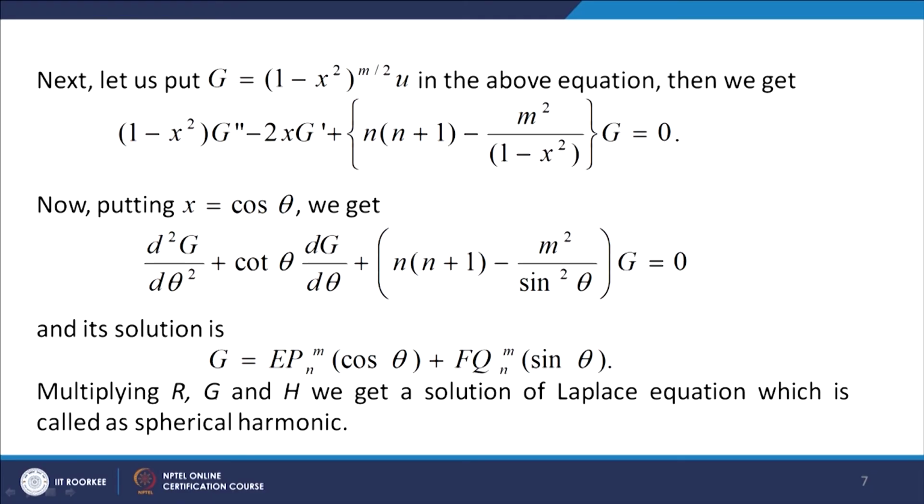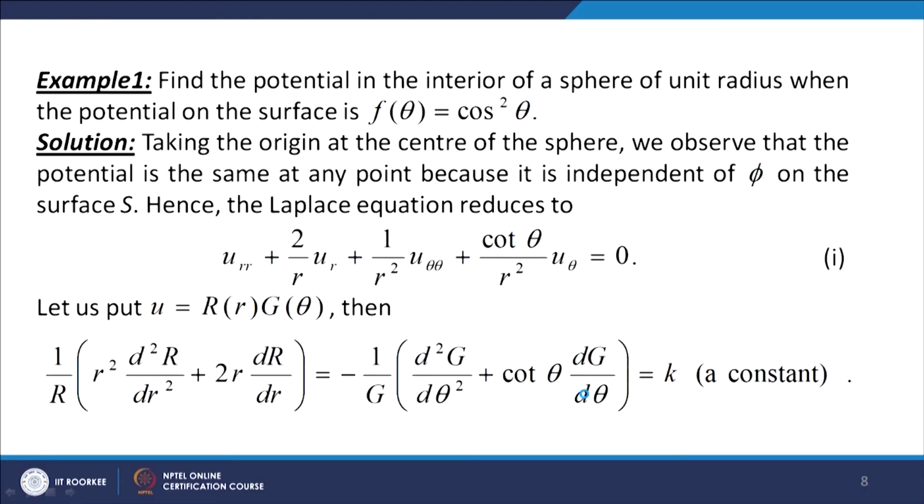Now, so we have the values of r, g and h, all of them. Let us multiply r, g and h, then we get a solution of Laplace equation, which we call a spherical harmonic. Now, find the potential. Let us discuss a problem.